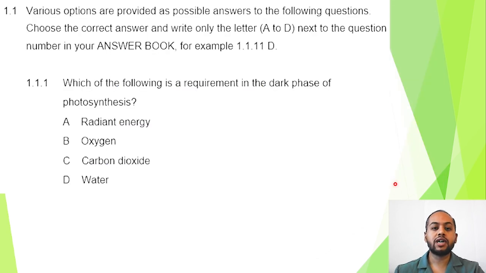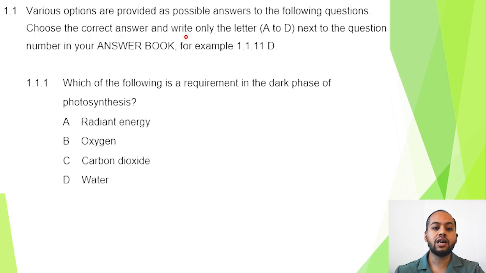So we'll first be looking at questions that are taken from section A, as I've mentioned, and we'll first start off with our multiple choice questions. So generally, this is the instruction that you should receive in any multiple choice question. It's normally your 1.1 question of the paper 1 exam. So it should state various options are provided as possible answers to the following questions.